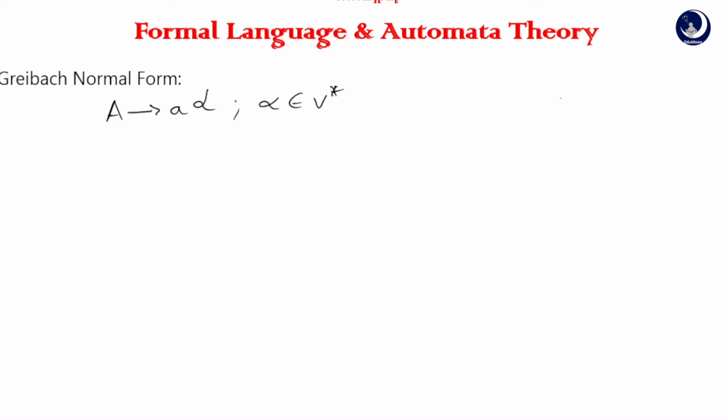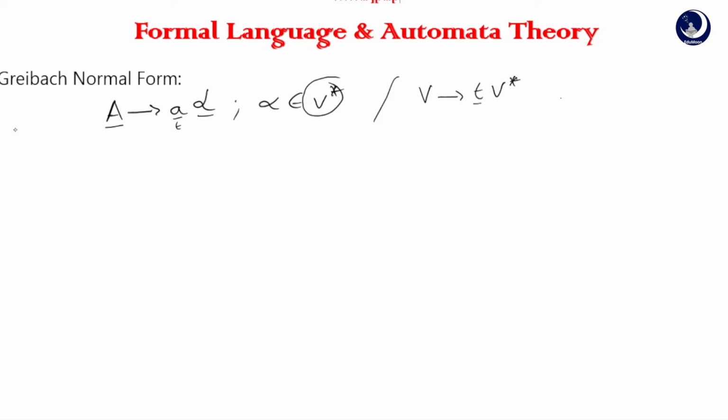That is, every production rule should be in the form where a non-terminal produces a terminal first, followed by any number of variables, because it is given as V star. You can also remember this as A tends to a V star, where A is a variable, that is a non-terminal, and a is a terminal. There can be any number of variables here, either 0 or 1 or 2 and so on.